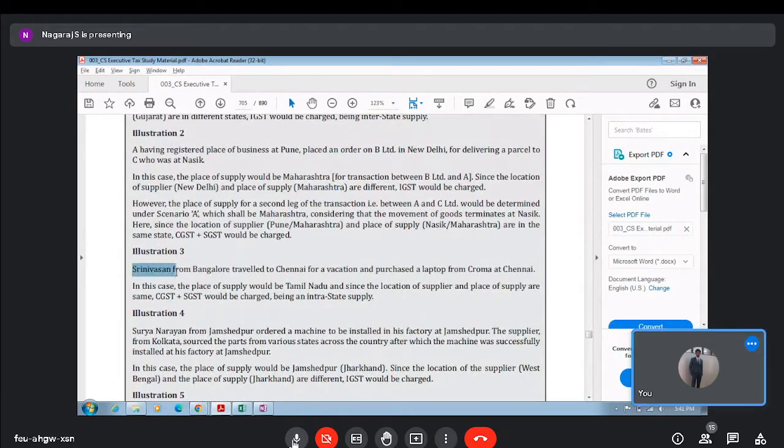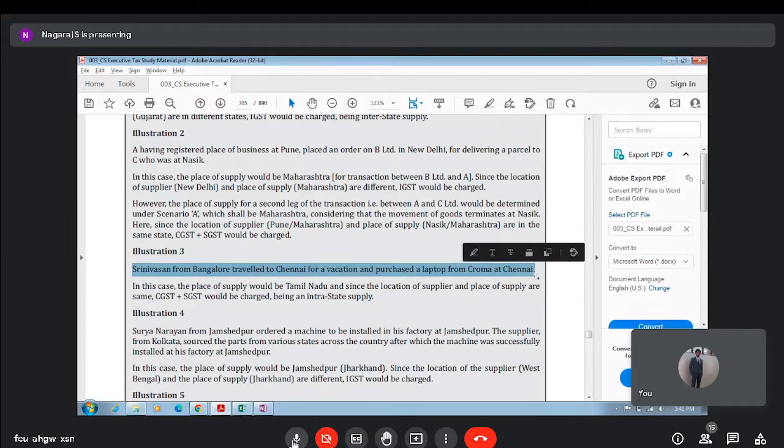Srinivasan from Bangalore traveled to Chennai for an occasion and purchased a laptop from Chroma Chennai. Does the delivery involve movement? No. He purchased in Chroma itself, he is in Chroma and he purchased there only. Big Bazaar example I gave, no? Got it, sir.